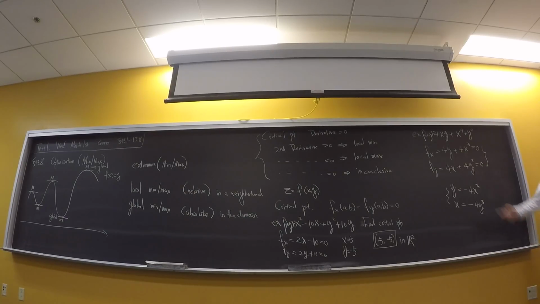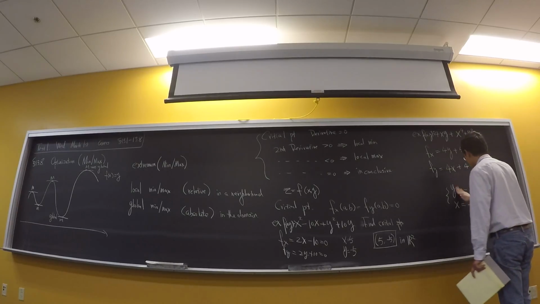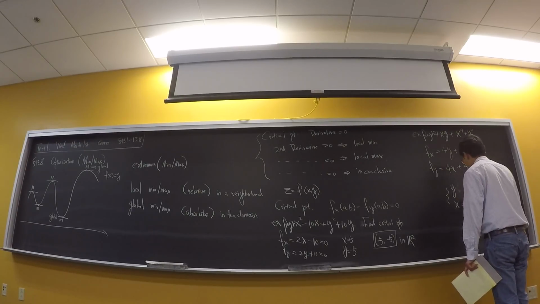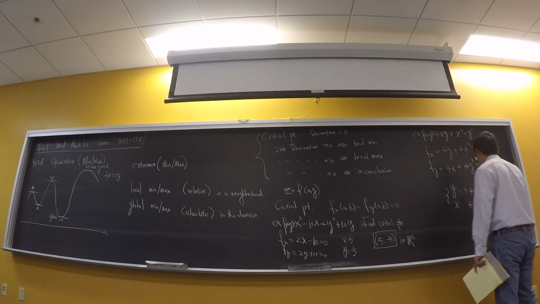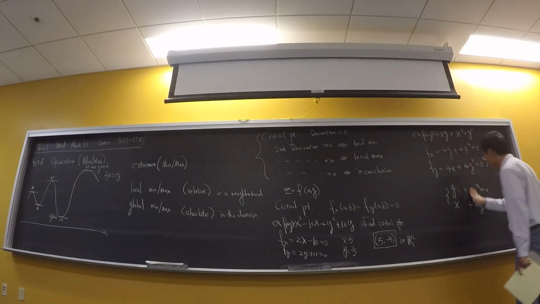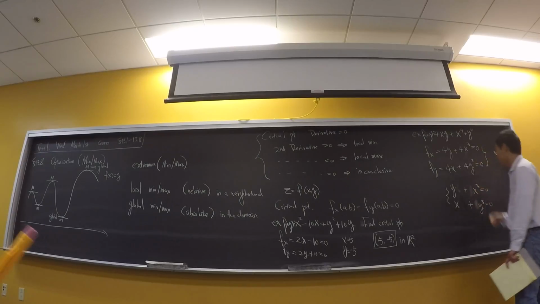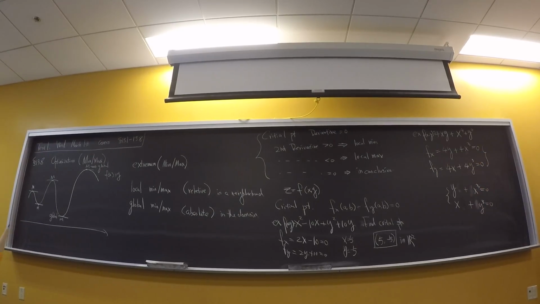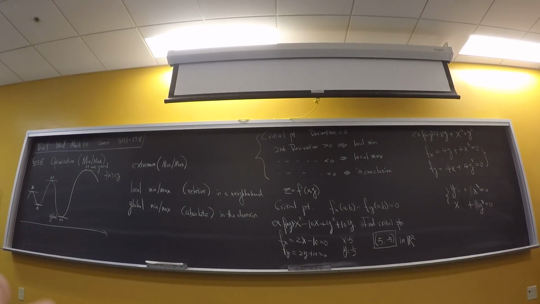So here I'm just eliminating the 4, so this is equal to 0. But I needed to remove the 4 as well, right? So that's what we have: y plus x cubed is equal to 0, and x plus y cubed is equal to 0.